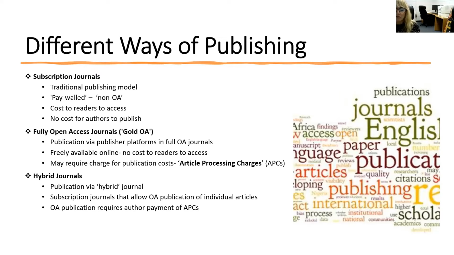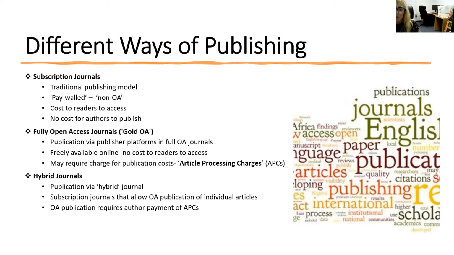Fully open access journals, or gold open access, are freely available online. There are no costs to readers or the general public to access. However, in order to offset the publishing fees that traditional models usually accrue through subscription fees, these journals may require article processing charges, or APCs. And this is the responsibility of the author or authors to pay in order to have their research published in these open access journals.